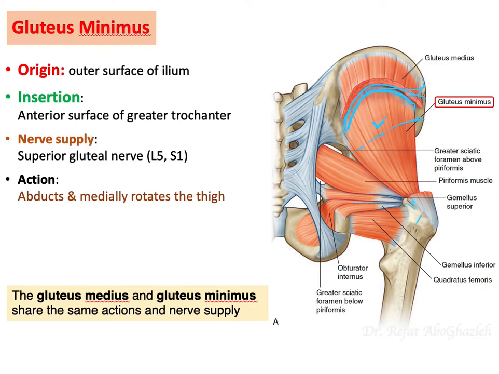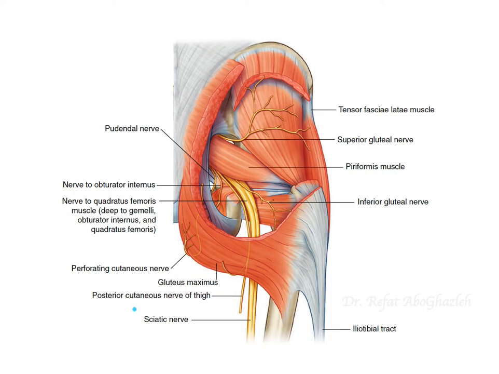The function of it is very similar to the gluteus medius, so they share not just the function but also the nerve supply. So the gluteus minimus abducts the hip and medially rotates it, and the innervation is similar to the gluteus medius. This is very important. So they share the function and the innervation.